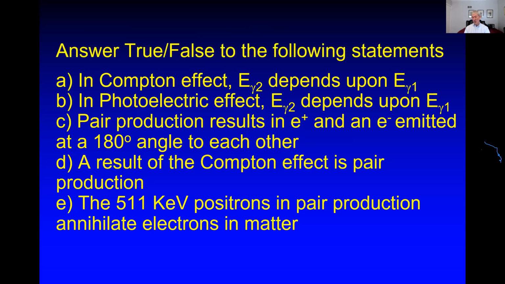False. The result of a very high energy photon interacting with a nucleus could cause pair production, not the Compton effect. E, now you have to think about this one. I'm going to tell you right now, well, let's see what you come up with for the answer. If you have a 511 keV positron formed in pair production, will that annihilate an electron in matter? True or false?